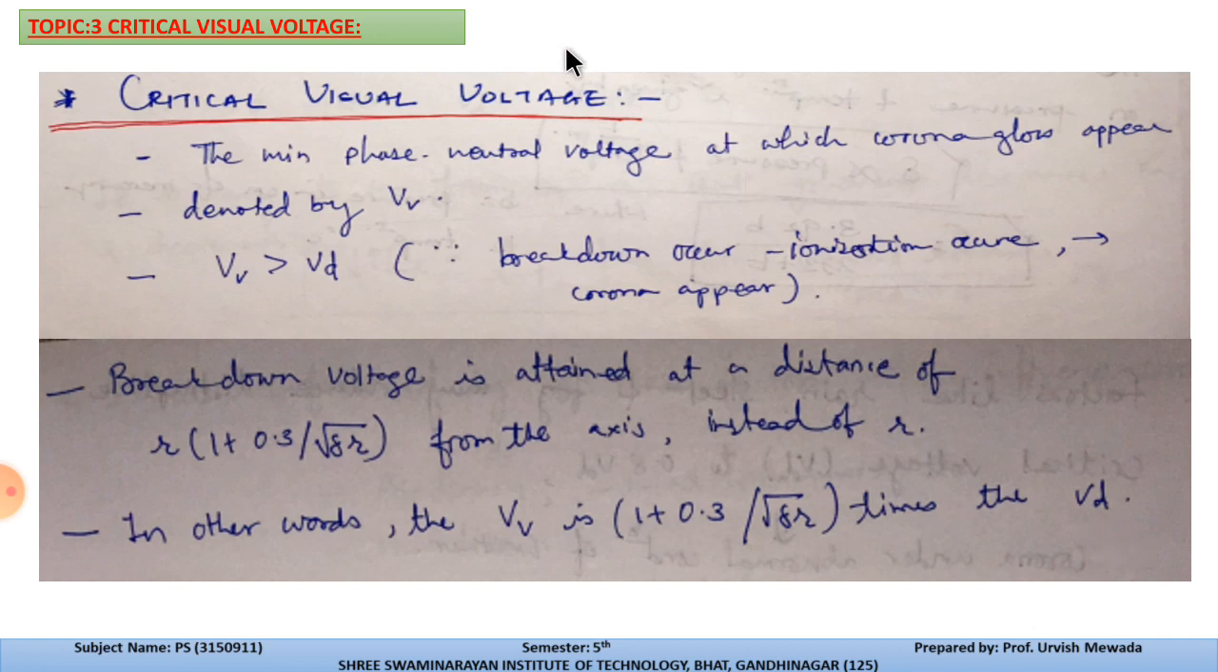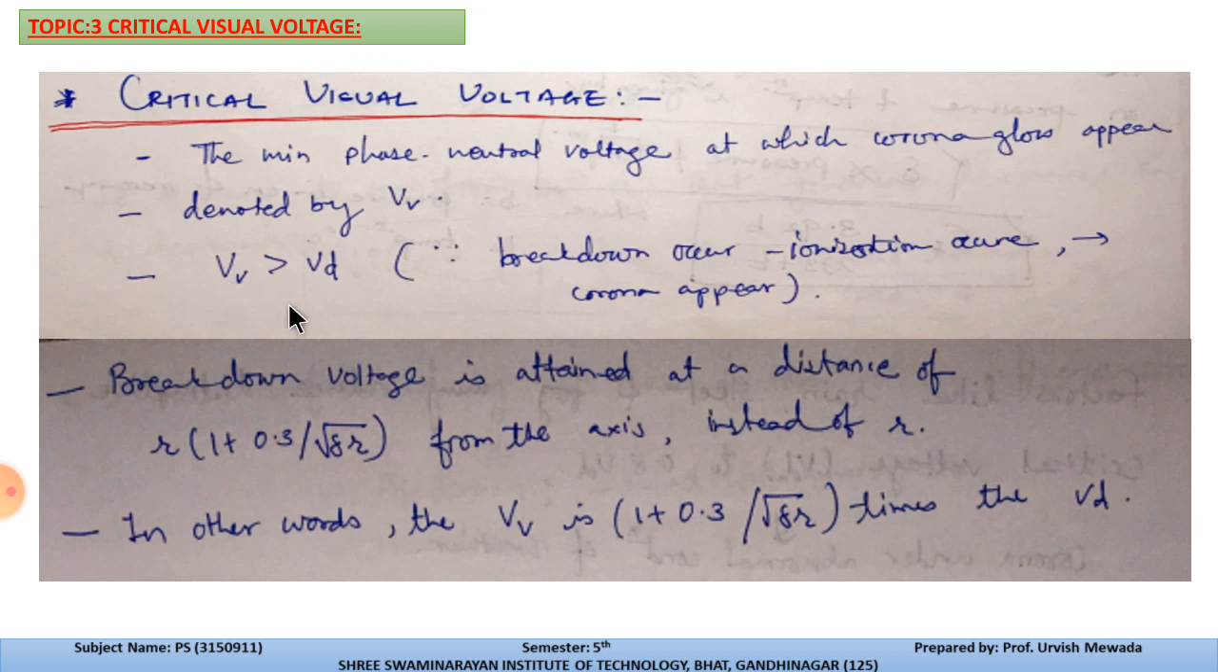First of all, we studied critical disruptive voltage. Critical disruptive voltage is the voltage at which the potential gradient created from one conductor to the other causes charges to try to transfer from one conductor to the other. If moisture is present in the air, breakdown will occur easily, because moisturized air supports corona. So critical disruptive voltage is the voltage at which corona starts forming, and critical visual voltage is the voltage at which corona appears. This is the difference between critical visual voltage and critical disruptive voltage.